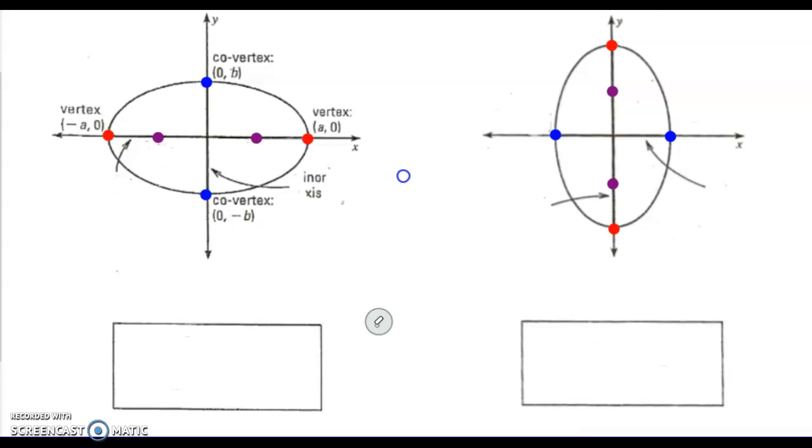And then see these purple? Those are your foci. And those are going to get the letter C. So we've got A, B, and C. We've got the major axis. We've got the minor axis.